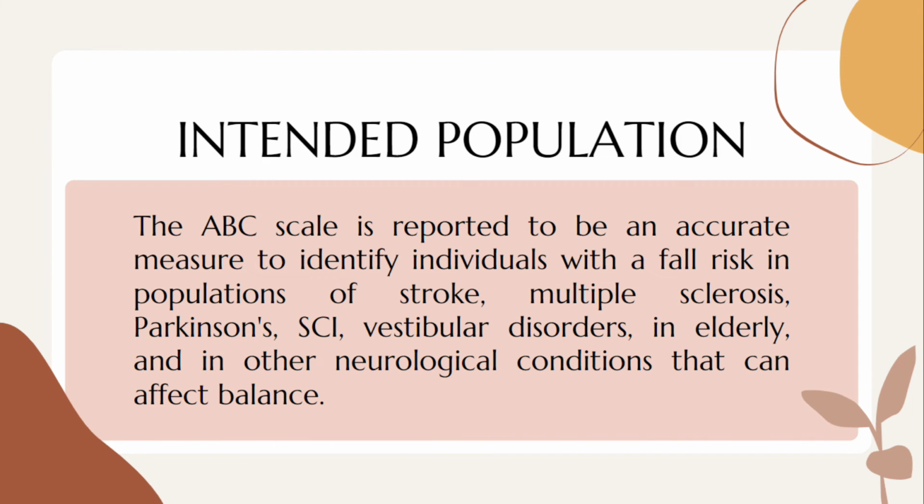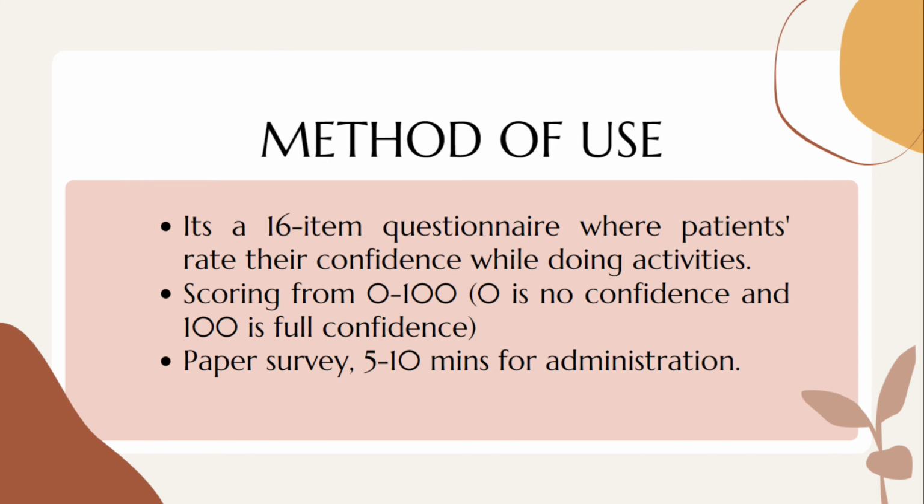Now for the intended population, this scale is reported to be an accurate measure to identify individuals at fall risk in populations of stroke, MS, Parkinson's disease, SCI, vestibular disorders, in the elderly, and in other neurological conditions that can affect balance. For the method of use, this scale is a 16-item questionnaire where patients rate their confidence while doing activities. Scoring ranges from 0 to 100, 0 meaning there is no confidence, and 100 is full confidence.